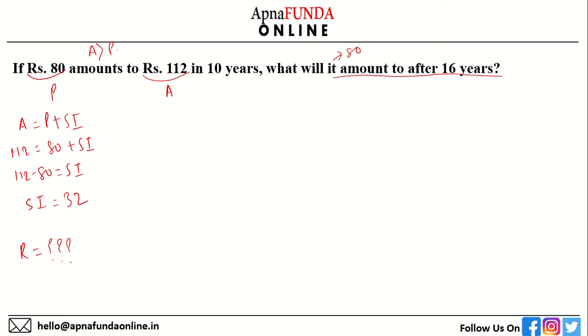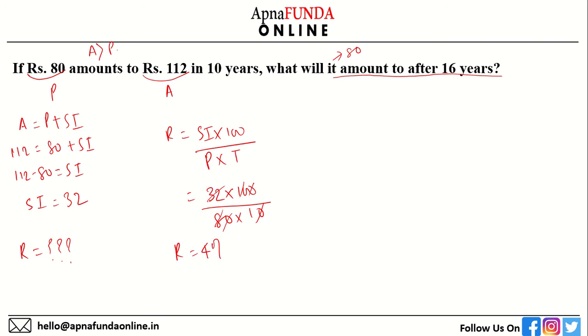We know that rate is equal to simple interest into 100 divided by principal into time. Let's calculate that. Simple interest is 32 into 100 divided by principal. Principal is 80 into the time period, which is 10. Correct? I hope you're able to follow. So my rate of interest will become 4%.